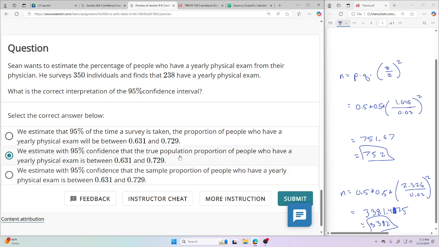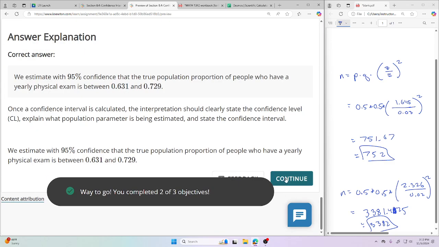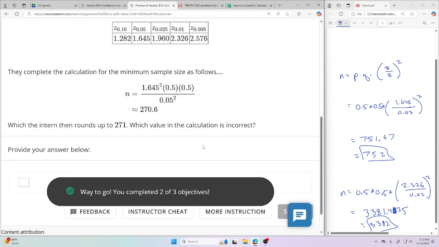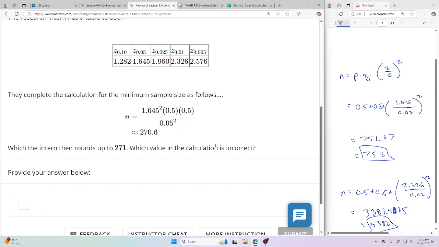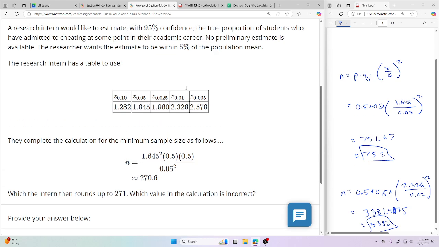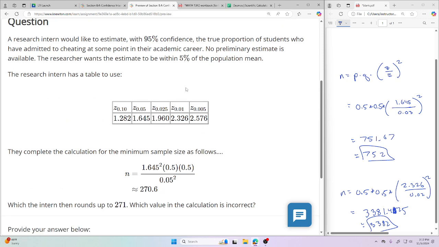Confidence, true proportion, or true population. There you go. Last one, minimum sample size. Oh, whoa. This. I had forgotten about this problem. Now let's talk about it. All right. They're wanting to discover what is wrong with their calculations. Okay? They're saying something up here is wrong, and we have to give the number for what is wrong. Okay? That's it.